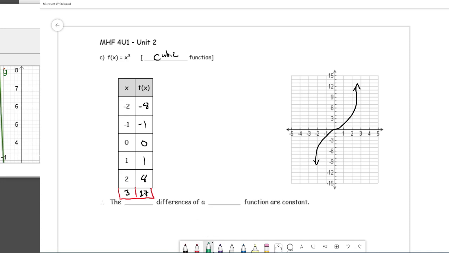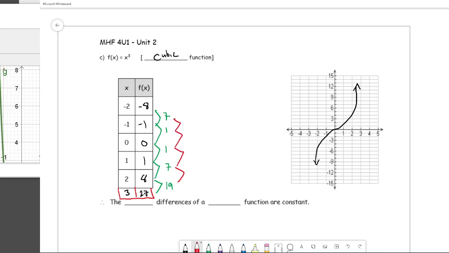Now, like before, we're going to do the first differences. Start at the bottom, work your way up. 27 take away 8 is 19, 8 take away 1 is 7, 1 take away 0 is 1, 0 take away negative 1 is also 1, negative 1 take away negative 8 is 7. Obviously those are not constant, so we'll go to the second differences.